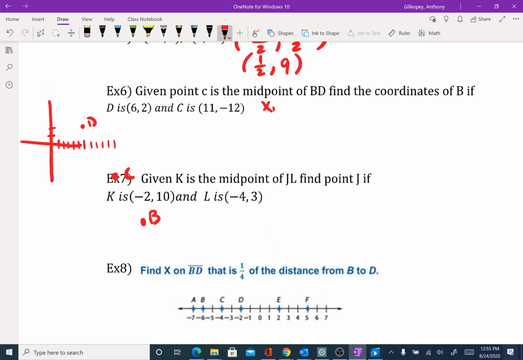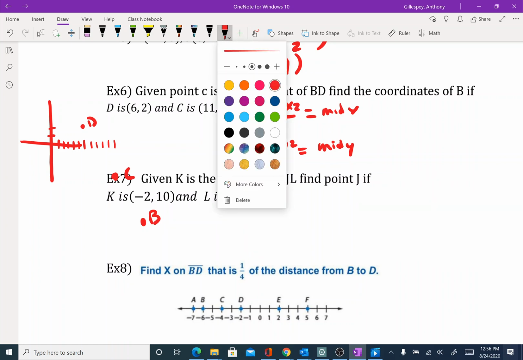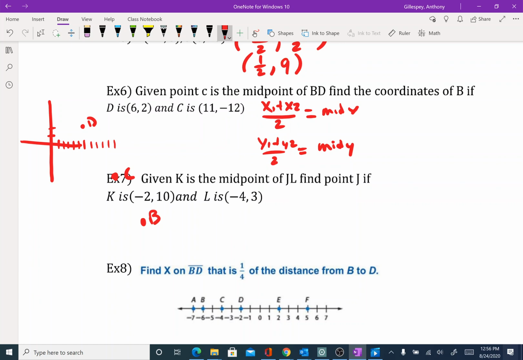We know that x1 plus x2 divided by 2 is going to be the x-coordinate, right? Is going to be the midpoint of the x's. And we know that y1 plus y2 divided by 2 will be the midpoint of the y's. So what you're going to notice is you're going to end up with an algebra problem here, okay? Pretty easy one, but it is an algebra problem. So what are we going to do?